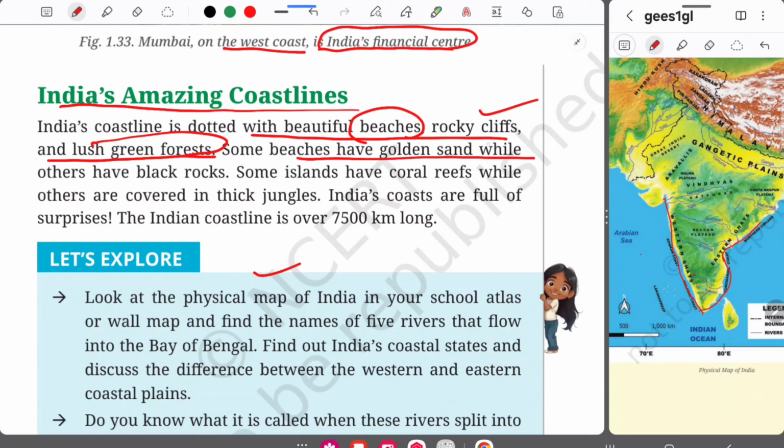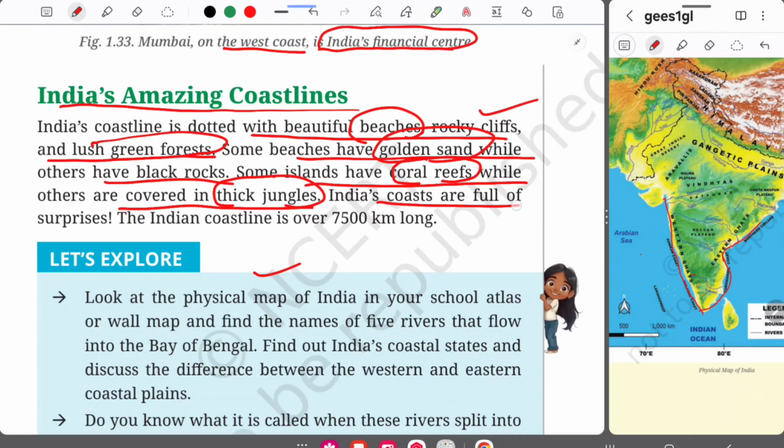Some beaches have golden sand, while others have black rocks. In some beaches the sand color is golden, that is yellow, and in some you'll find black rocks. Some islands have coral reefs, while others are covered in thick jungle. In islands, we are also going to learn about the Andaman and Nicobar Islands and the Lakshadweep Islands. There you'll find coral reefs, deep inside the sea. You'll see the image here, it is given in the book. And in some other islands you'll find thick jungles.